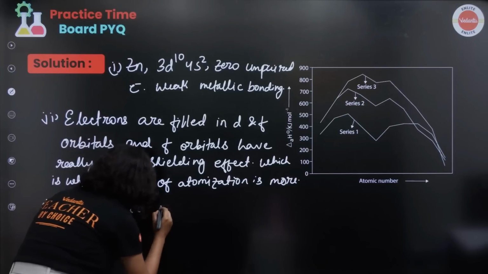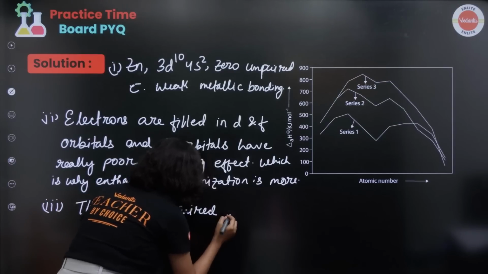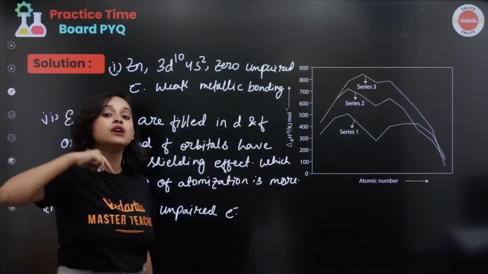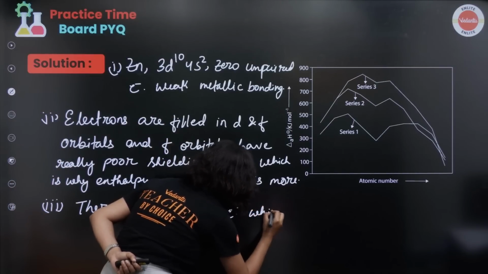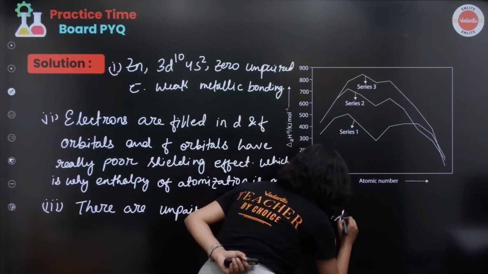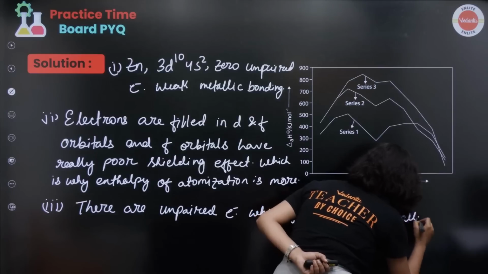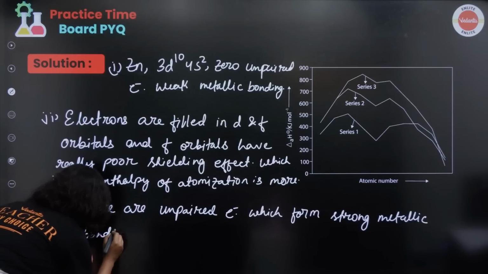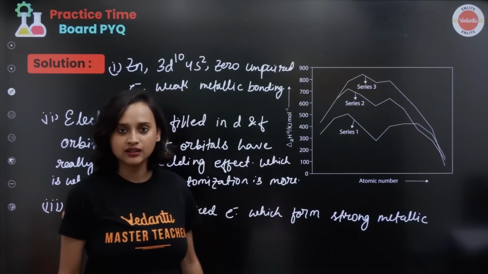There are unpaired electrons that are available, which form strong metallic bonding. Alright, which form strong metallic bonding. Am I clear? Get it?